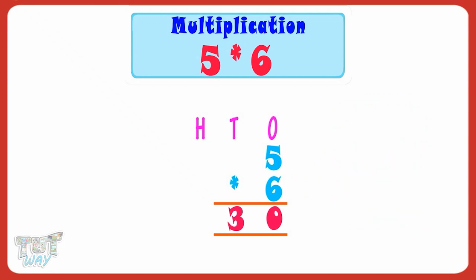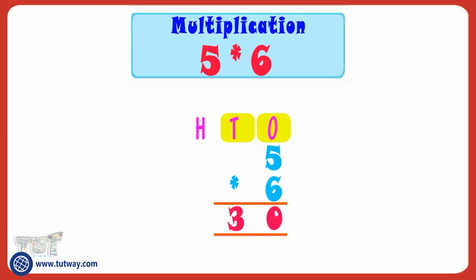Remember, we always have to take care of place values. That is, 5 and 6 are at 1's places. And in 30, 0 is at 1's place. So 0 will be written under 1's place. And 3 is at 10's place, so it will be written under 10's place. 30 is our answer.